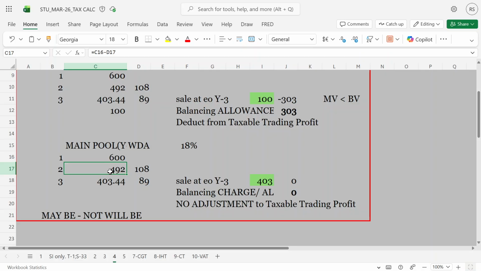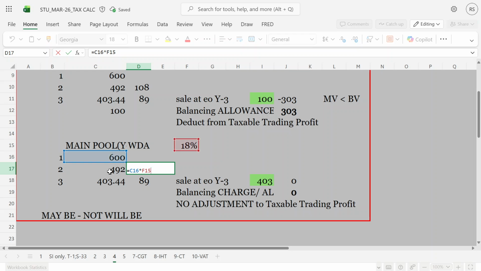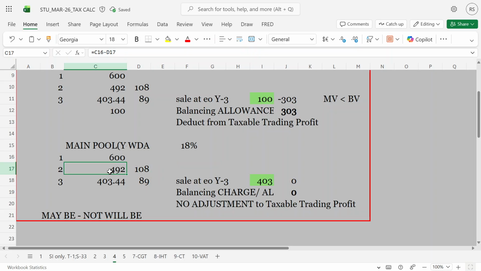How do we get 492? It is 600 minus 108. Okay, what is 108? 108 is 18% of 600. Clear? Okay, so we get this. Now again, we do the same thing for year 3. We close year 2 at this, and year 3 opening and year 3 closing is also at this 492.